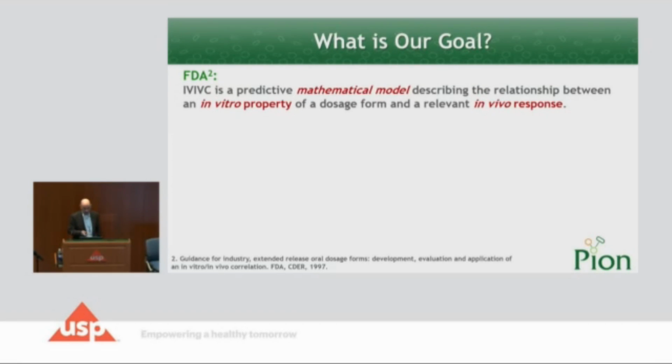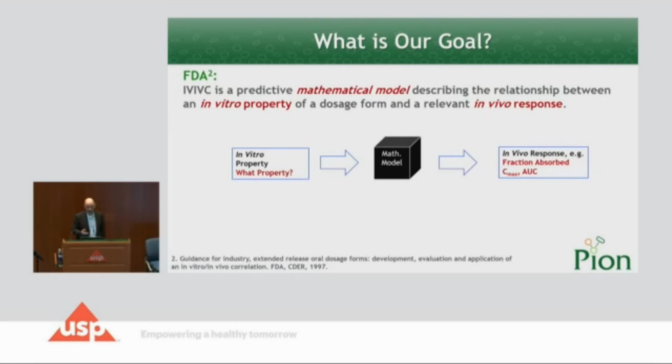So what it means, a mathematical model, we have an in vitro property, what property? But let's say we measure something. It could be solubility, permeability, flux, whatever we measure. We put it in the black box, and how transparent or intransparent this black box is is up to you. And then on the end, we get in vivo response.